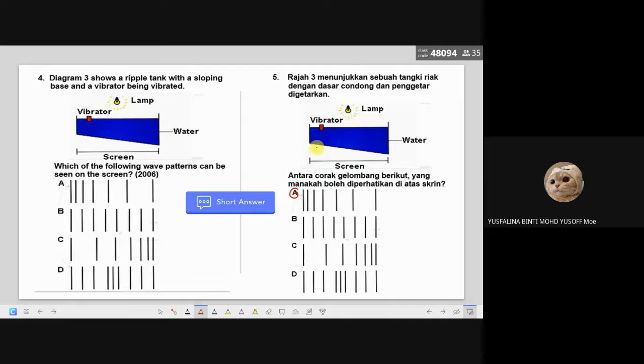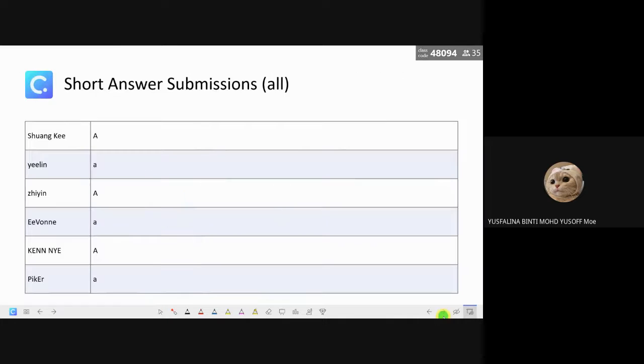Because this is the shallow part. Remember, in the shallow part the wavelength is much closer to each other, so this one is deep. So the answer is A. Okay, correct. Very good.